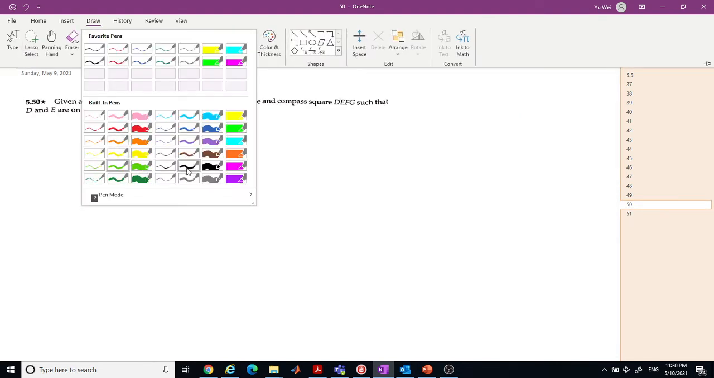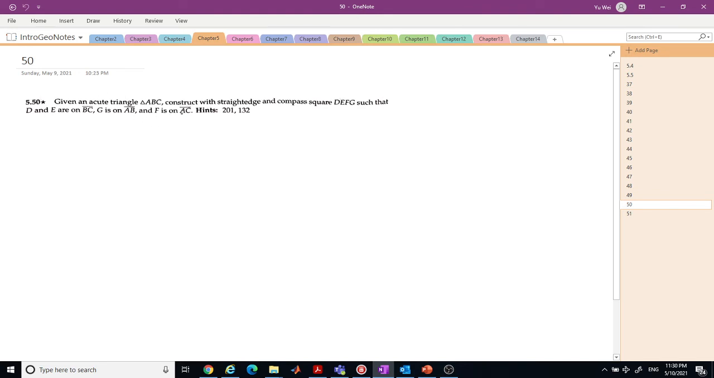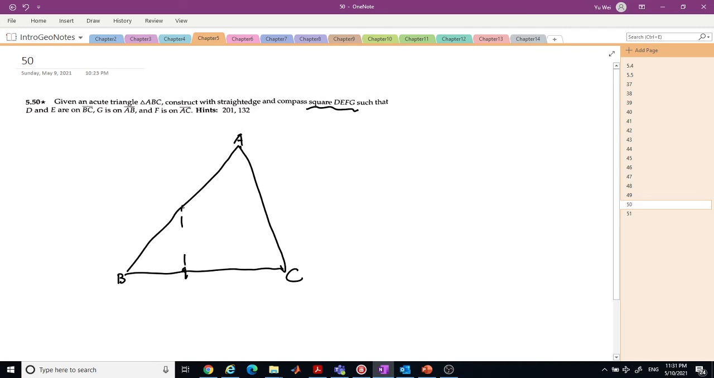Next. So given an acute triangle, okay, construct with a straight edge. Let's draw an acute triangle first, okay? ABC. We want to have D and E on BC, and we want DEFG to be a square, something like this.